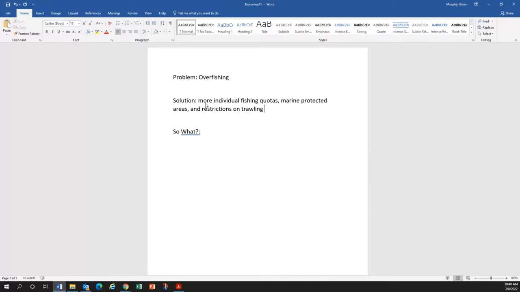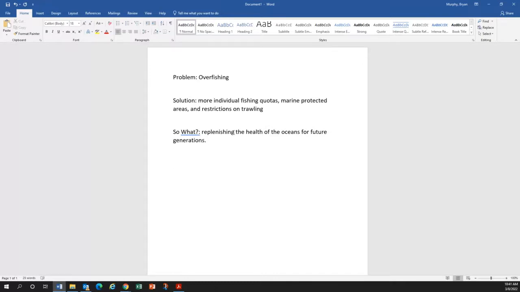You may have to do more digging than that. Remember, the best sources that you can find are scholarly journals, which you can then use because they are credible. Okay. So the problem is overfishing. Those are the solutions. What is the so what? Replenishing the health of the oceans for future generations.